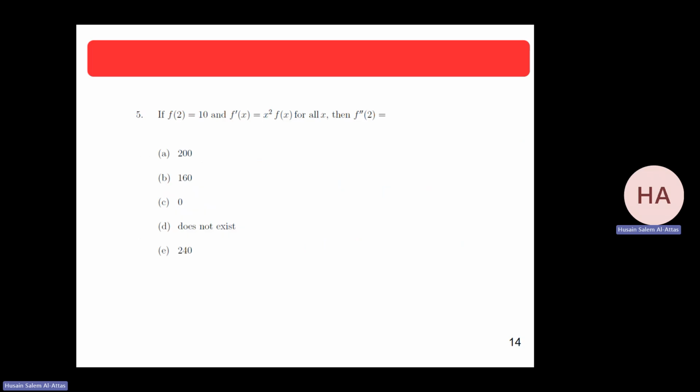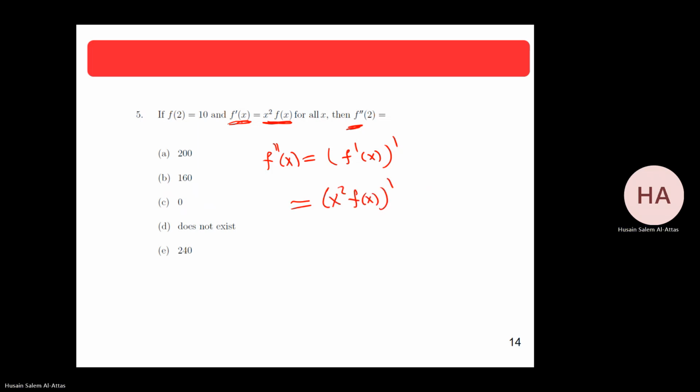F of 2 equals 10. He gave you f prime, and he wants f double prime. So f double prime of x is the derivative of f prime. But to find the derivative of f prime, I need the product rule. So that will be the derivative of this, the product of two functions. So derivative of the first, 2x, times the second, plus x squared, derivative of the second.